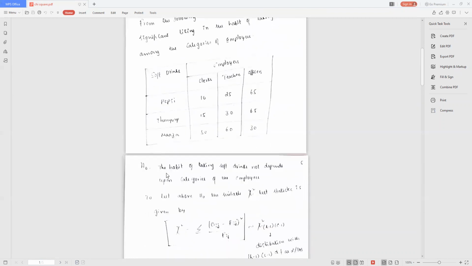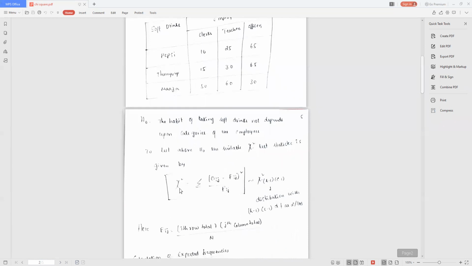Here we have to make one hypothesis: that the habit of taking soft drinks does not depend upon the categories of the employees. Clear? Whatever the assumption may be, you can make it your choice. You have to make one assumption. Here the assumption we are making is that the habit of taking soft drinks does not depend upon the categories of the employees.